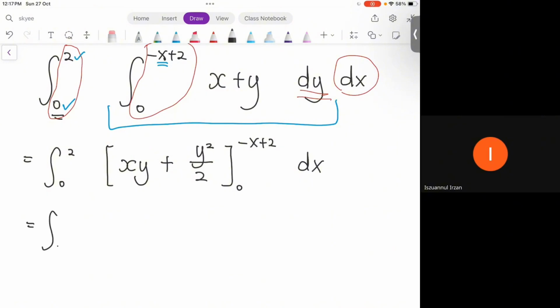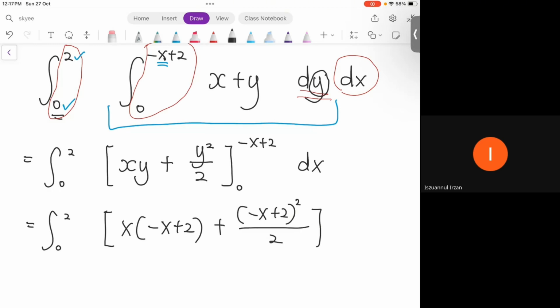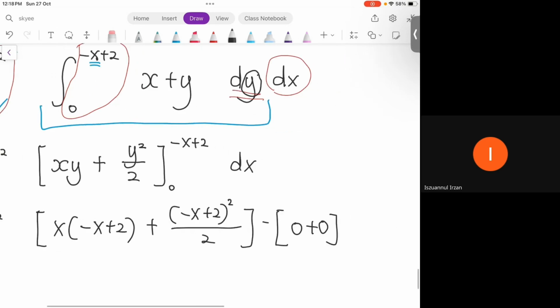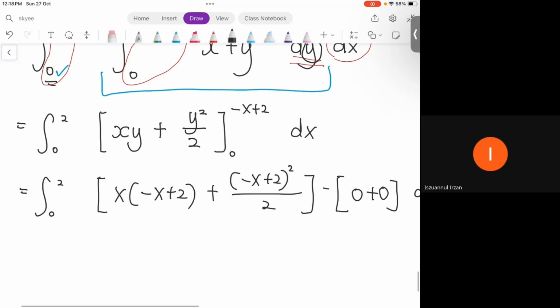Okay. Now you replace the value. So what value to replace? Look at the variable here. You just integrated dy, so all the y you have to replace with the interval. Meaning that all the y will be replaced with negative x plus 2, plus negative x plus 2 squared, minus 0. When 0 is replaced inside, it will become 0 plus 0, so it becomes 0. So we can just ignore this part.